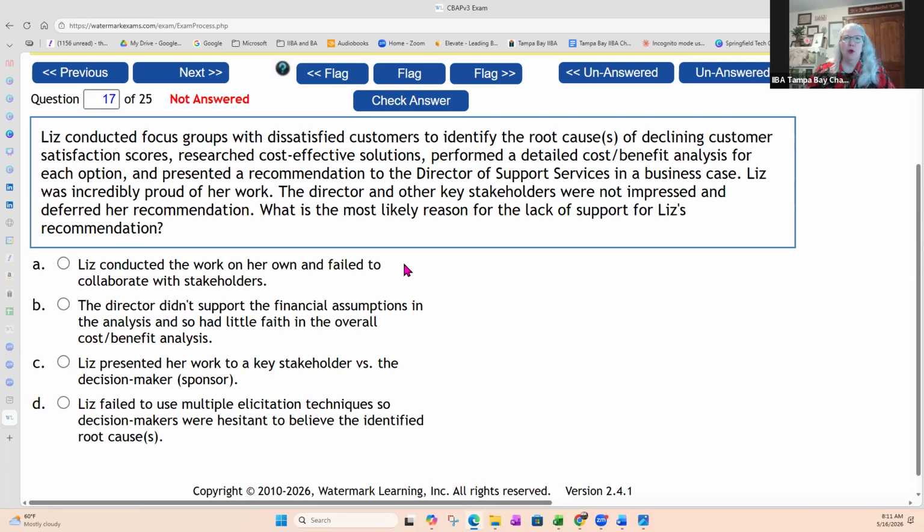A: Liz conducted her work on her own and failed to collaborate with stakeholders. B: The director didn't support the financial assumptions in the analysis, so had little faith in the overall cost-benefit analysis. C: Liz presented her work to a key stakeholder versus the decision maker, sponsor. We don't know who the sponsor is. We just know she presented it to this person. D: Liz failed to use the multiple elicitation techniques, so decision makers were hesitant to believe the identified root causes. What can we eliminate?